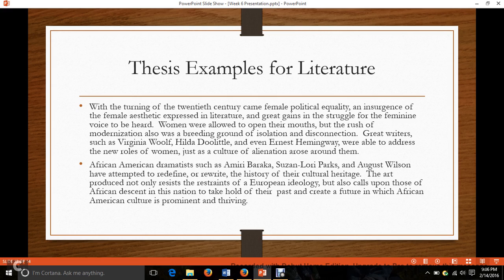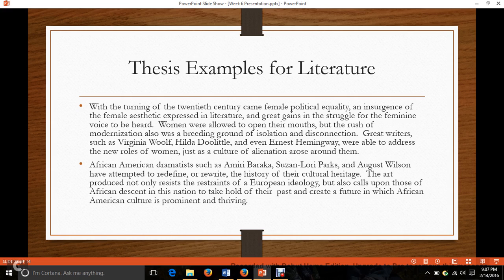You can see that I do share the authors. I mostly focus on what they are similar in, but you can definitely see that there's going to be some comparison going on between these authors, and there is an overall meaning presented. So yes, I can clearly see that my paper is going to be organized around political equality for females, the insurgence of female aesthetic expressed in literature, and the gains in the struggle for feminine voice.